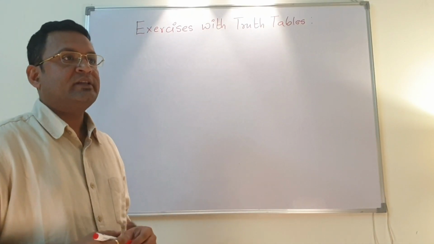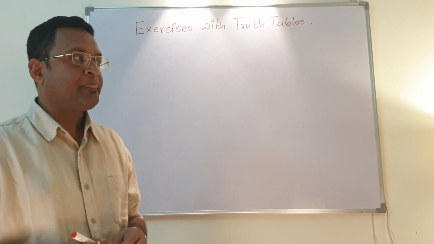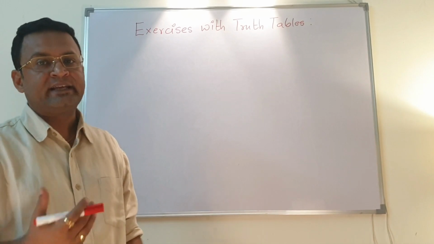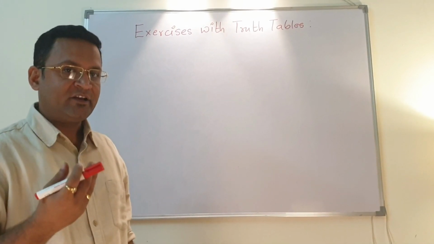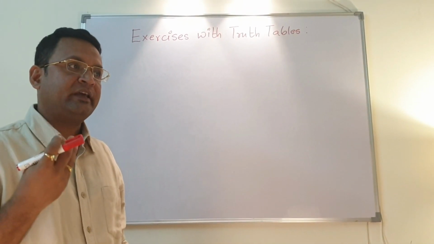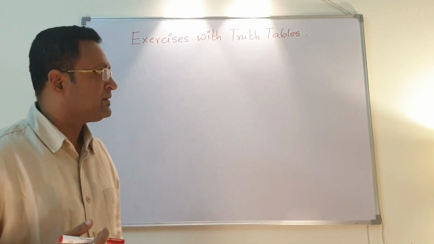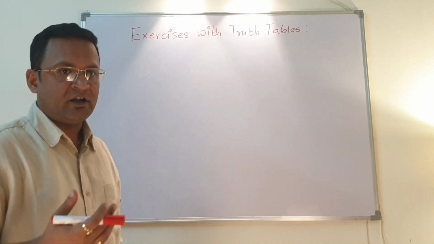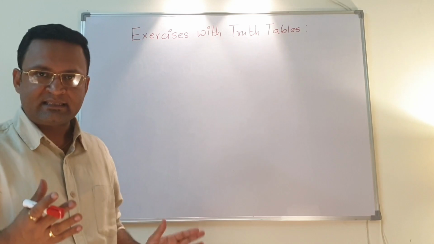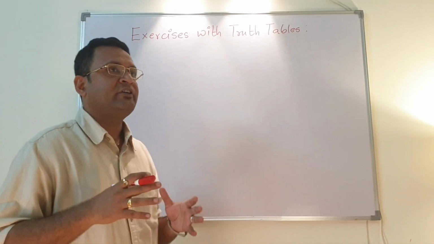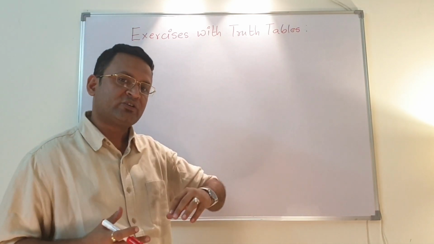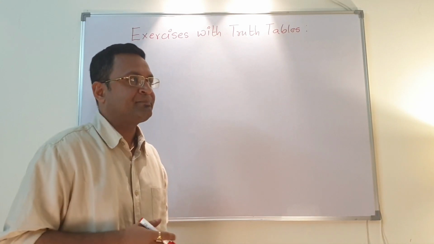Okay, so in this lecture we will be using truth tables to test the validity or invalidity of an argument. Fine. So we know what an argument is. An argument will contain premises and a conclusion, and we need to establish that the conclusion follows from the premises.